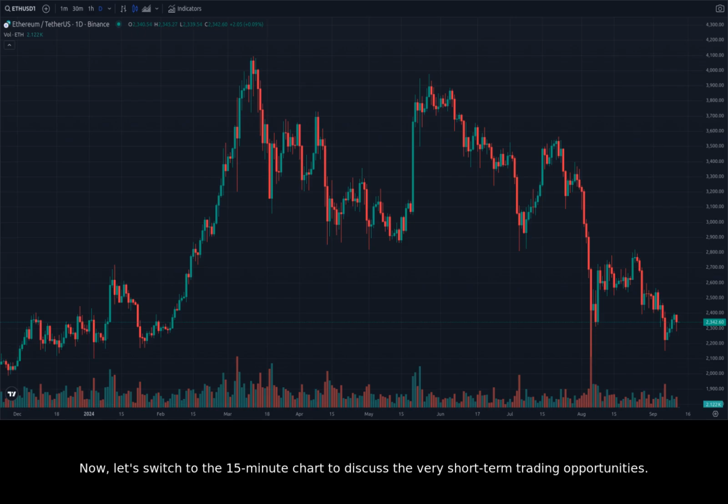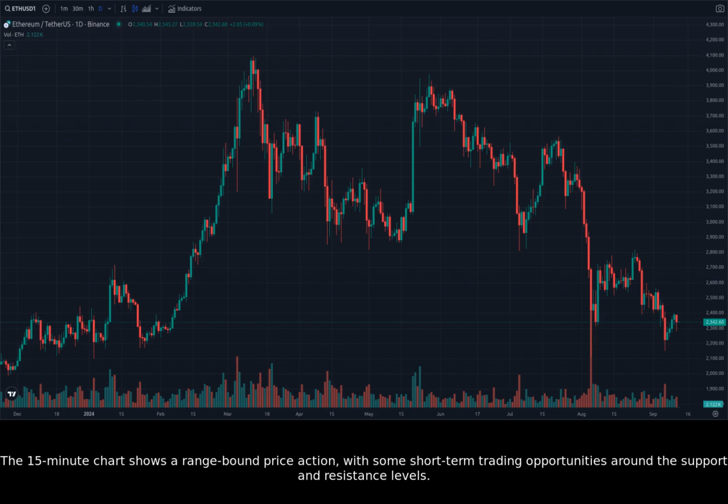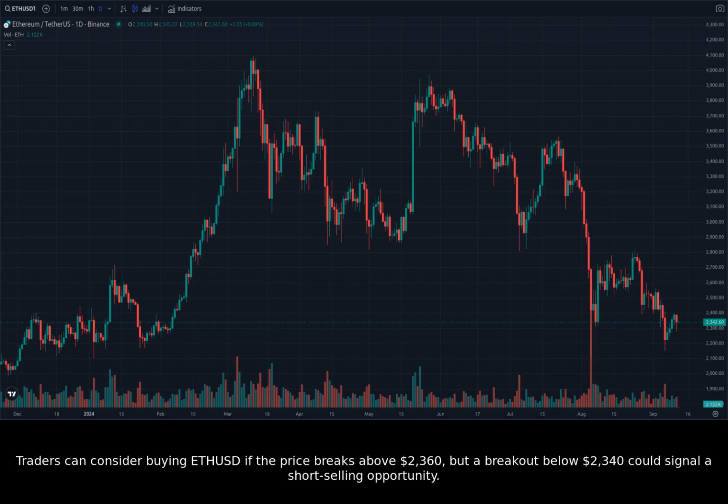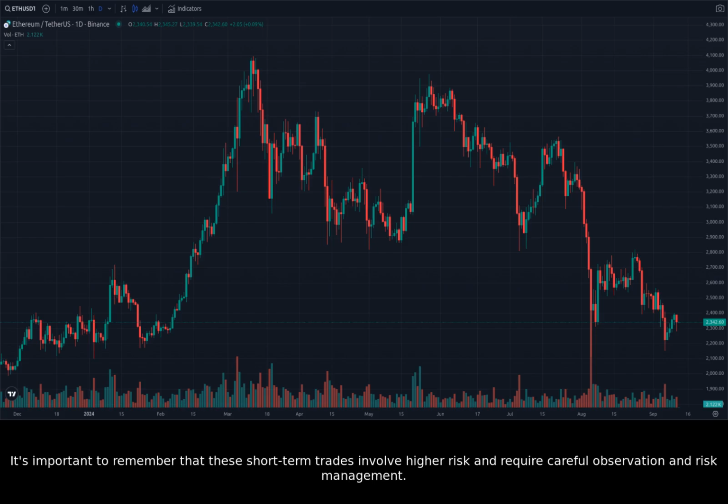Now, let's switch to the 15-minute chart to discuss the very short-term trading opportunities. The 15-minute chart shows a range-bound price action, with some short-term trading opportunities around the support and resistance levels. Traders can consider buying ETHUSD if the price breaks above $2,360, but a breakout below $2,340 could signal a short-selling opportunity. It's important to remember that these short-term trades involve higher risk and require careful observation and risk management.